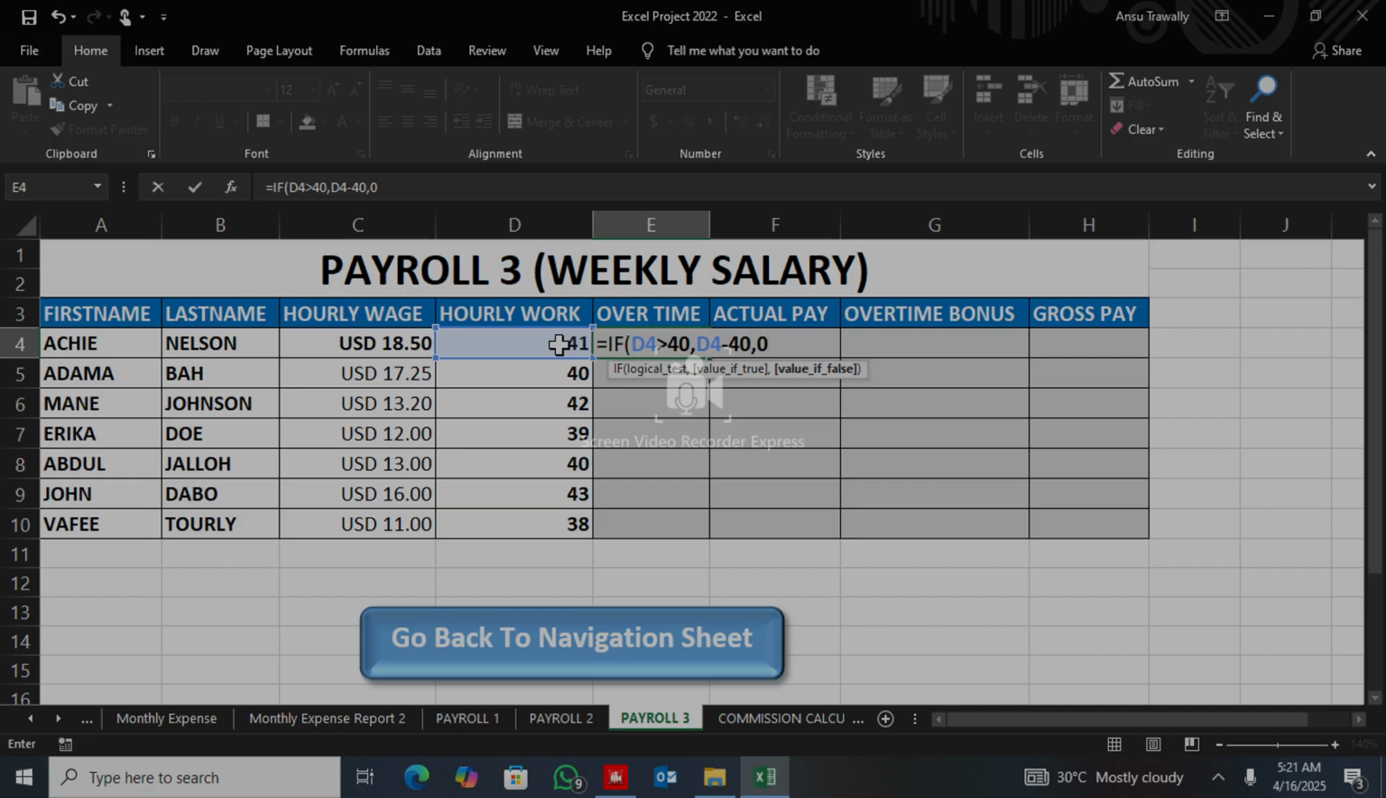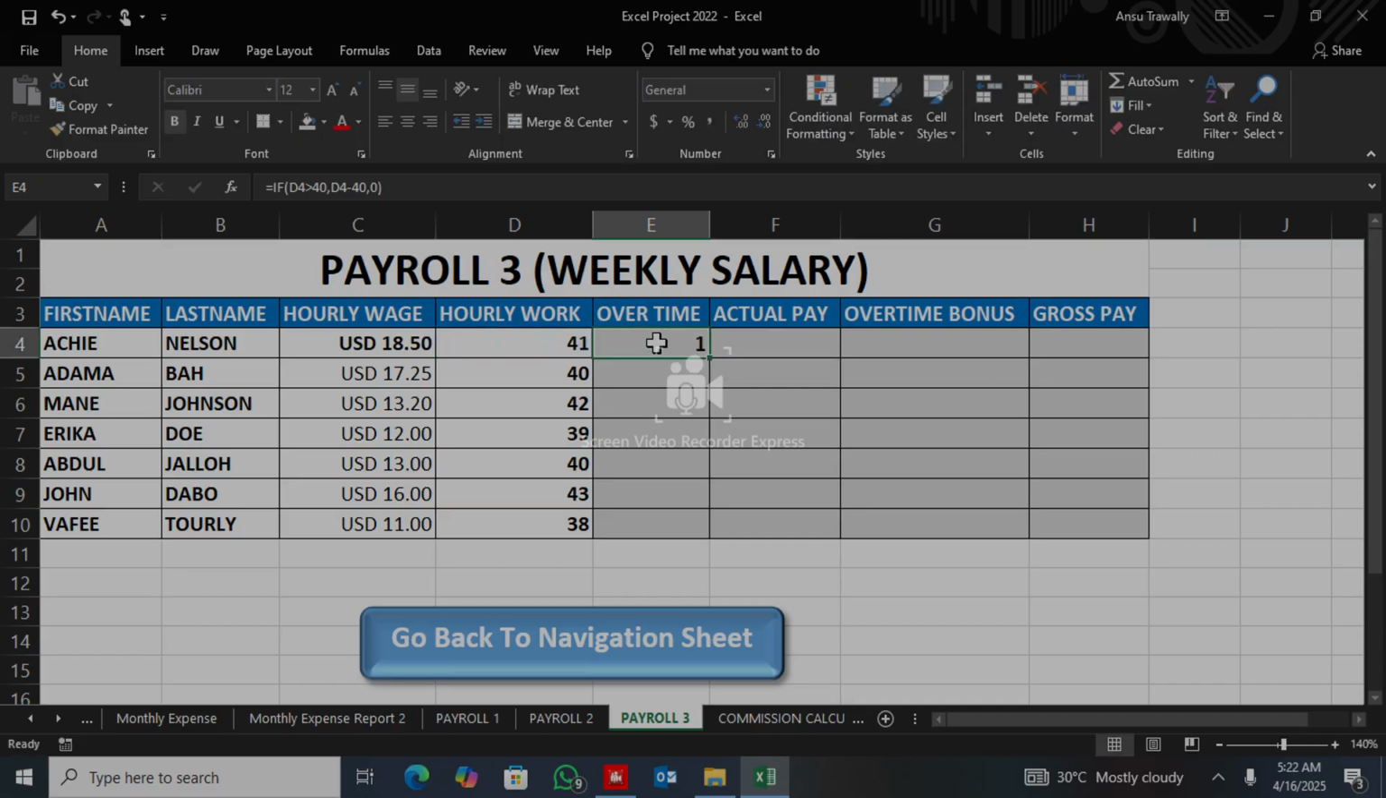Let me explain this to you. You're supposed to work for 40 hours, this is why we get this 40, right? But anything greater than these 40 hours, we minus 40 hours from it. The remaining one will be your overtime hours that you worked for. Now, if you do not have any overtime hours, you should get 0. This is why we have this 0 here. All you have to do now is click enter.